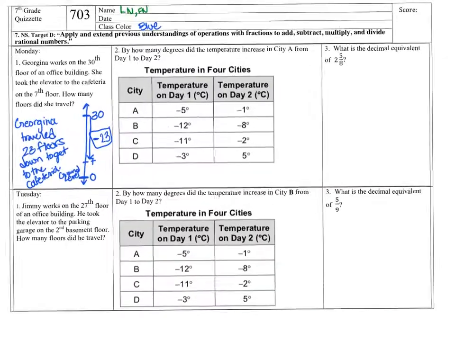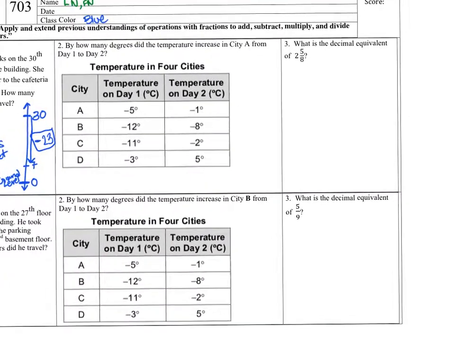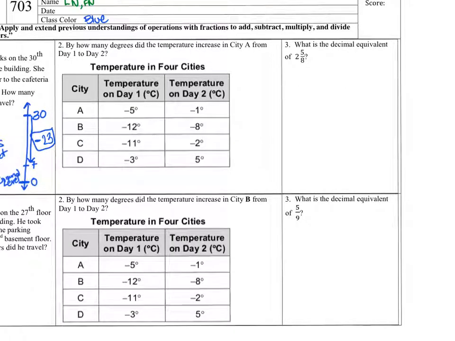Number 2 says, by how many degrees did the temperature increase in city A from day 1 to day 2? So first of all, let's look at city A. It's right here. Day 1 is the first column, and then day 2 is the second column. We can tell that city A are the first two numbers, and we have negative 5 on day 1, and then we have negative 1 on day 2.